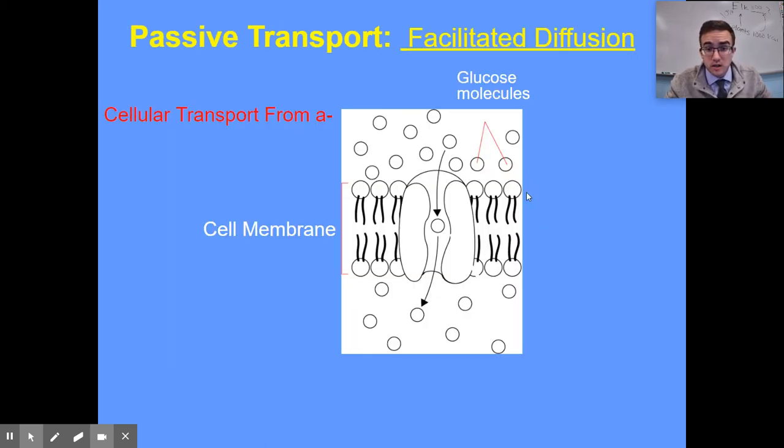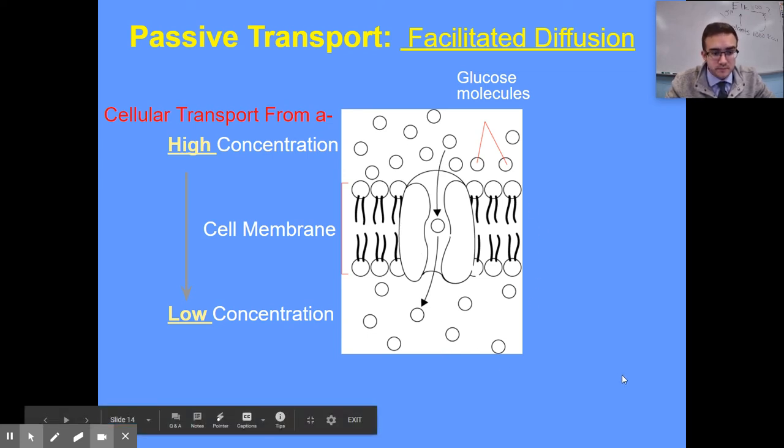This is glucose. Glucose occurs in the same way. As you can see, we have a high concentration outside the cell. And then through this transport protein, this channel protein, it'll go to low concentration. Because glucose is too big to fit through the lipid bilayer, these molecules will just hit the heads and bounce off. So they have to go through a transport channel protein. It's still from high concentration to low concentration, just through a protein.